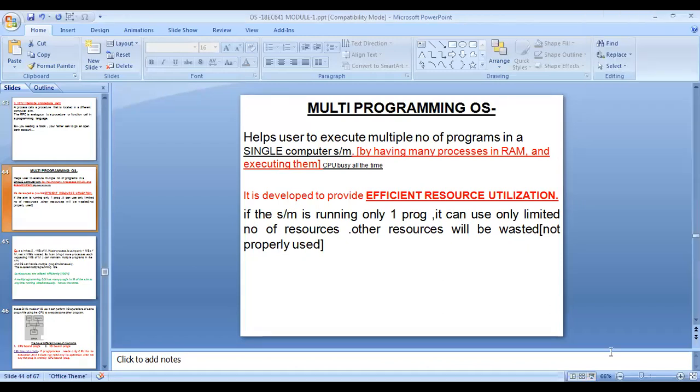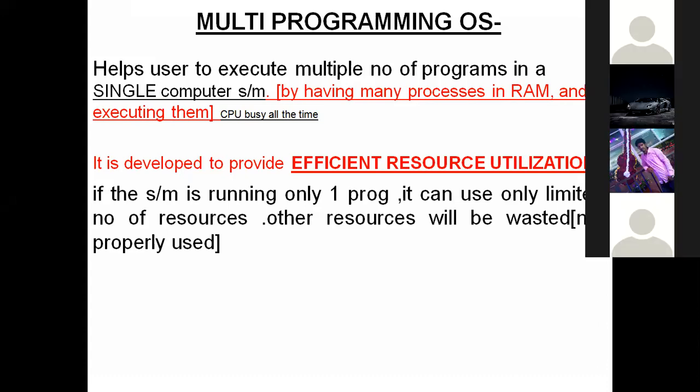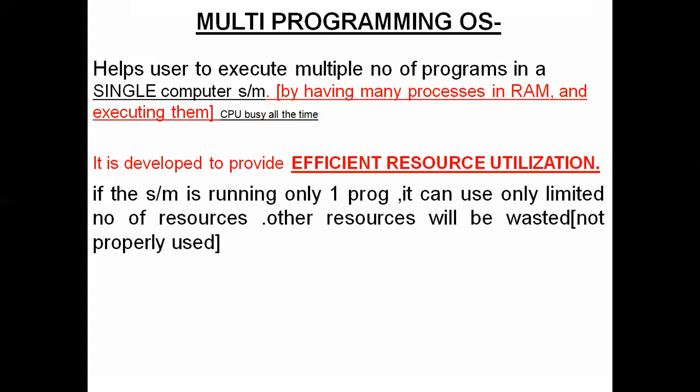In the last period, we were dealing with the multi-programming operating system. As the name itself indicates, it has multiple programs. The OS will have many user programs, and multiple programs are maintained in the memory of the computer system at any time. The computer system will have multiple user programs or processes which can run simultaneously. The main intention behind the development of the multi-programming operating system is efficient resource utilization.